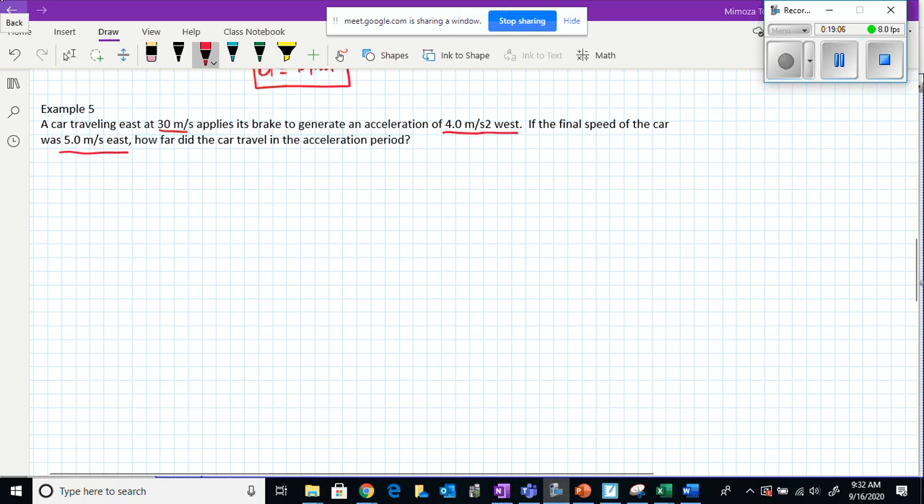We have a car that is traveling with an initial velocity of 30 meters per second, so going east. And it applies an acceleration of 4.0 meters per second squared going west. After that, the velocity reaches 5.0 meters per second east. What is this telling you about the acceleration? Is it accelerating or decelerating?